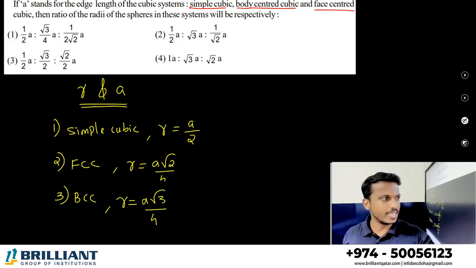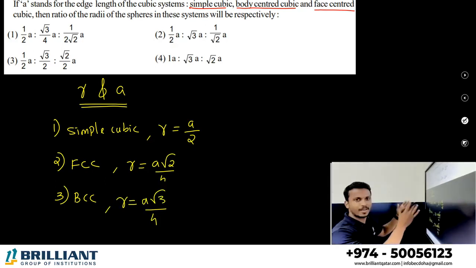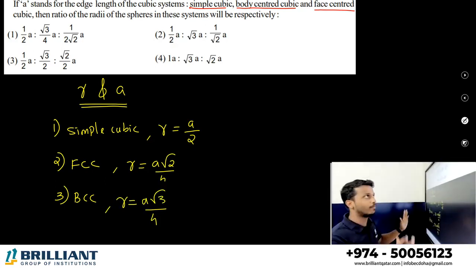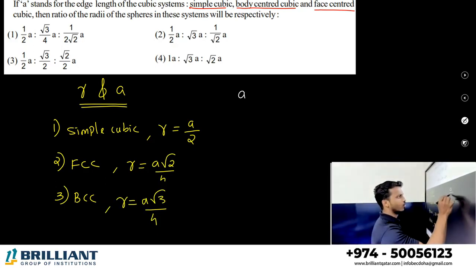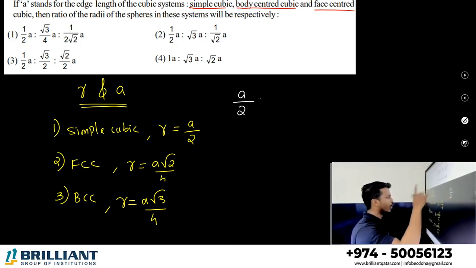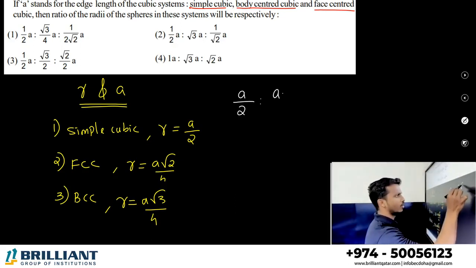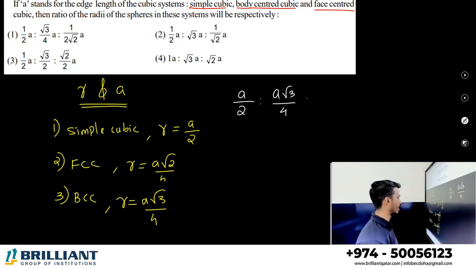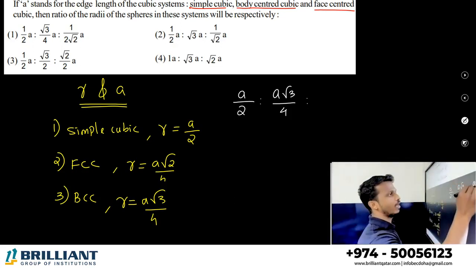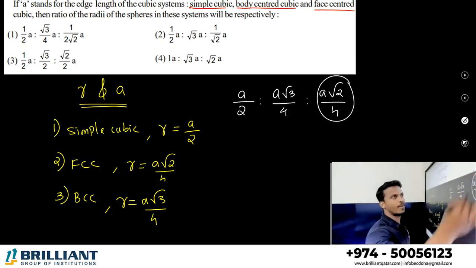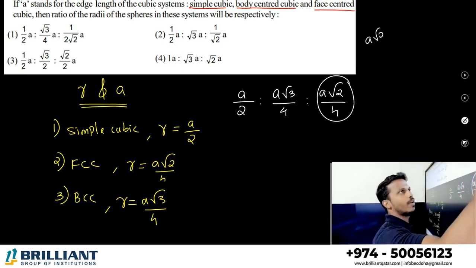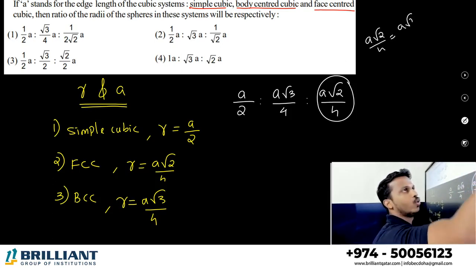Here we can easily calculate. The options are already given in terms of a, so no need to convert. But take the order. First they mention simple cubic, so a by 2. Second they mention body centered, so a root 3 by 4. And last they gave FCC, so a root 2 by 4. I think this option is not directly given, right? FCC we converted into another format, right? What is that? a root 2 by 4.